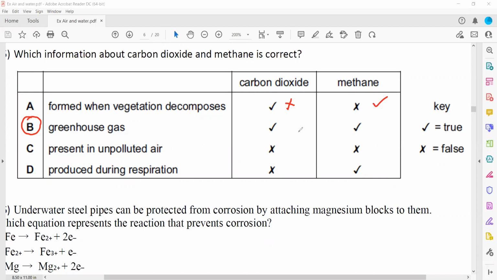Present in unpolluted air, carbon dioxide is present. Produced during respiration, carbon dioxide is produced, not methane. So the correct answer is B.